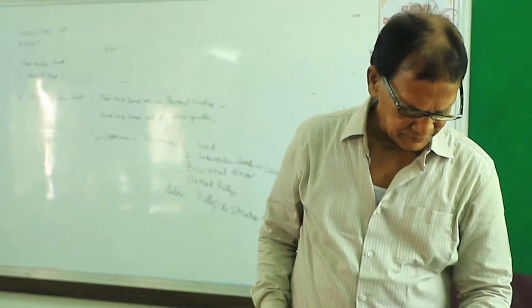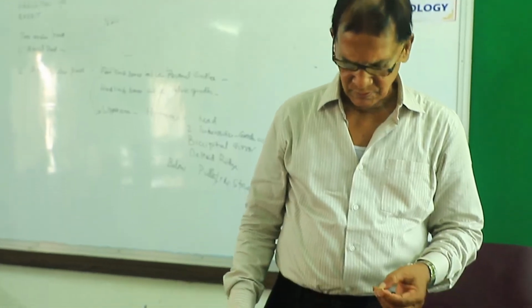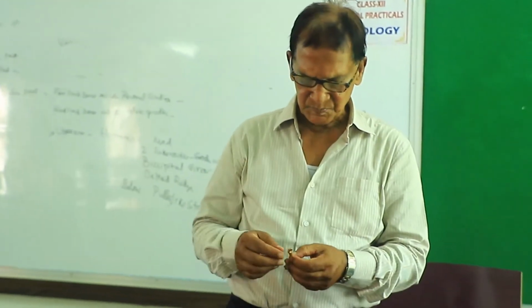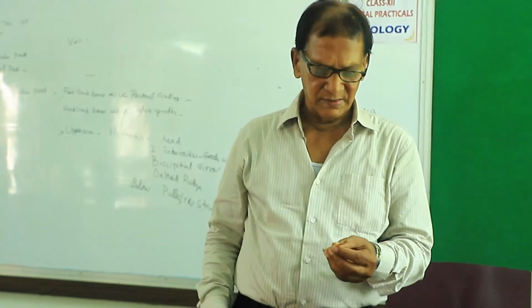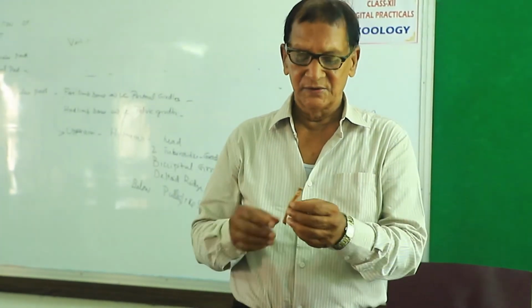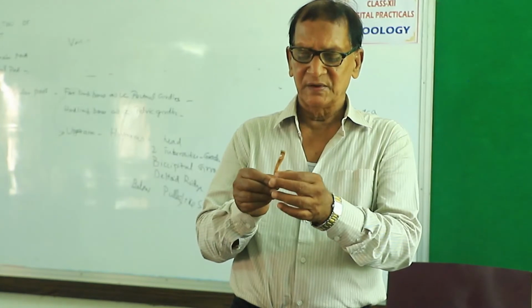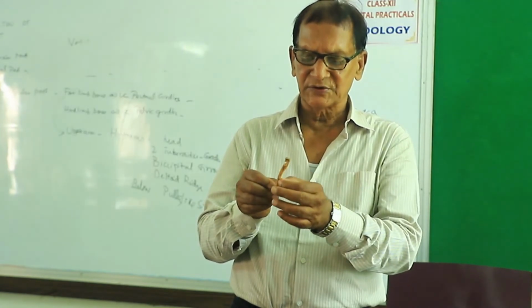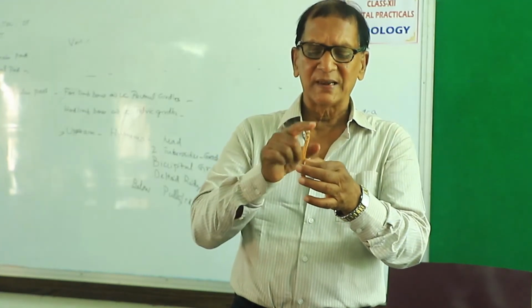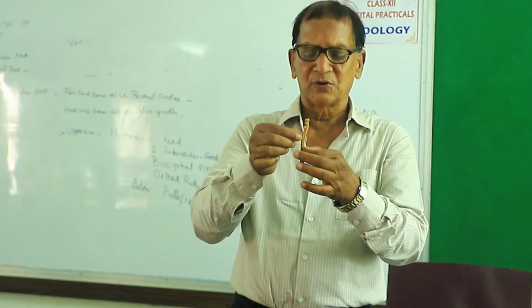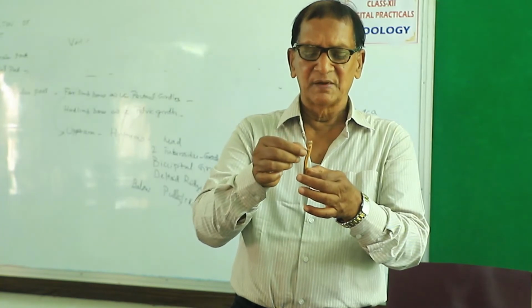Then we have the next bone in the forearm. The bone that is present in the forearm is called the radioulnar. This is the longer part, and there is a shorter part. The longer part is called the ulna, and the shorter part is called the radius.